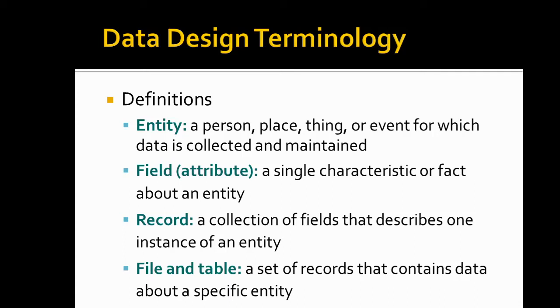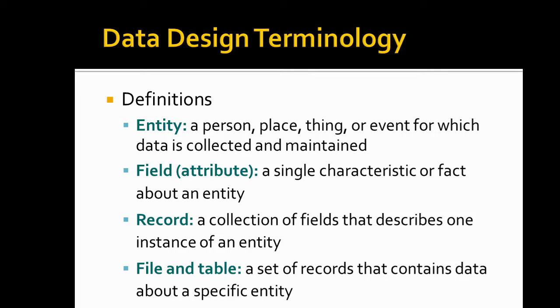Then file and table: a set of records that contains data about a specific entity. So we have a record of Pedro, we have a record of Pablo, we have the record of Maria, we have the record of Policarpio, etc. So if we collect them, then we have the table. So it is a set of records. We collect the records, we have the table.